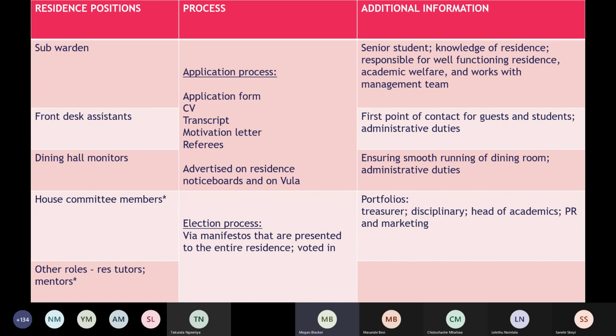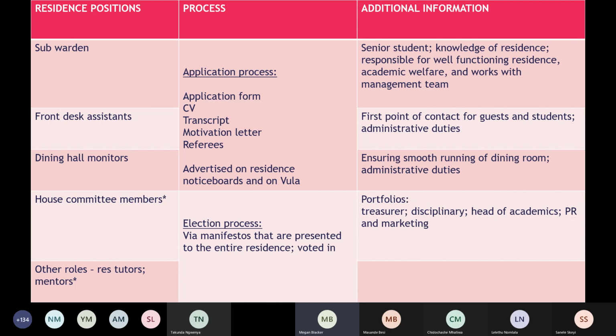Then coming to house committee members, or executive committee members at RES, these are more elected positions where you perhaps have to craft or prepare a manifesto. And basically what a manifesto is, for those of you that don't know, it's a public declaration of what you intend to do. And so this usually would be presented in front of the entire residence, and you will then be voted in. So people will vote for you.